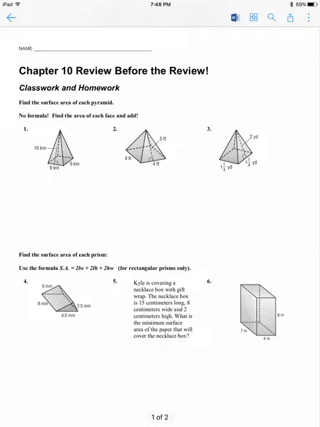And I give you a hint: no formula, find the area of each face and add. Now remember, you can draw a net if you prefer for number 1. Remember the net of a pyramid: this one has a square base with 4 triangles, and you find the area of those 5 faces. Or remember how I like to do it: I know there's a base and then there's 4 faces, and the base is 9 times 9. It's just a square, which is 81.